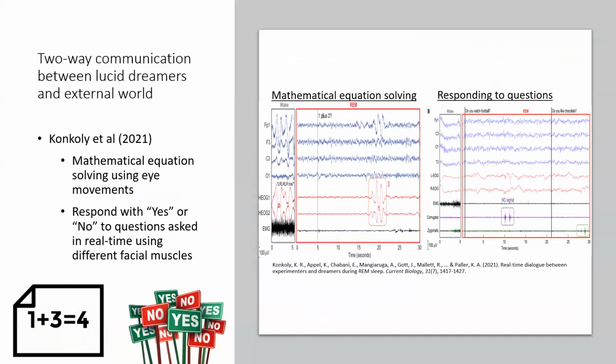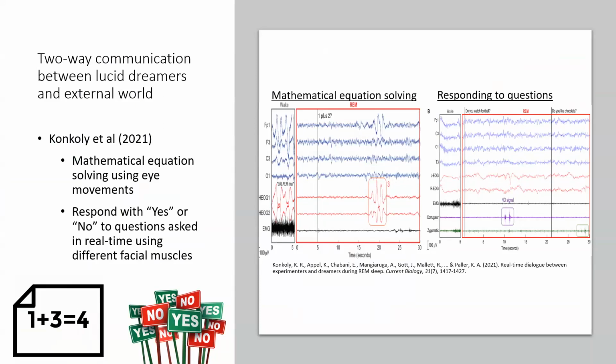When we're talking about tasks as well, we've used different types of sensors so that the dreamer can send messages back to the external world, basically speak to the external world using eye movement patterns, for example. But it's not only one way; studies have shown that we can also have two-way communication between lucid dreamers and the external world. One of the latest studies looking into real-time communication between the experimenter and the lucid dreamer was by Konkoly et al. in 2021.